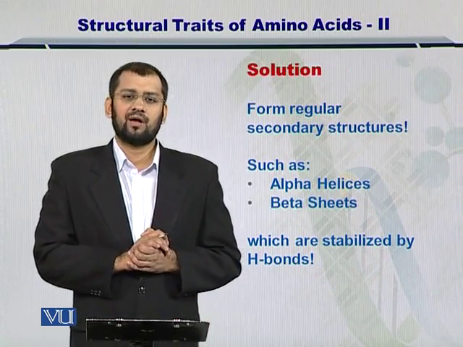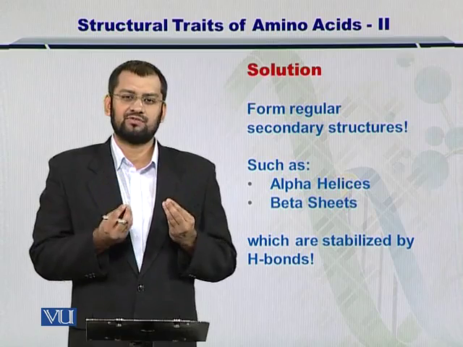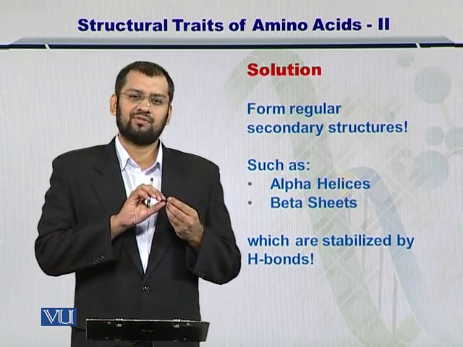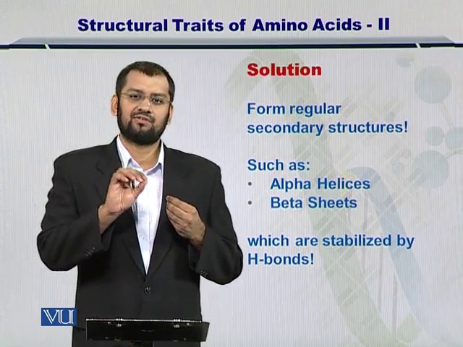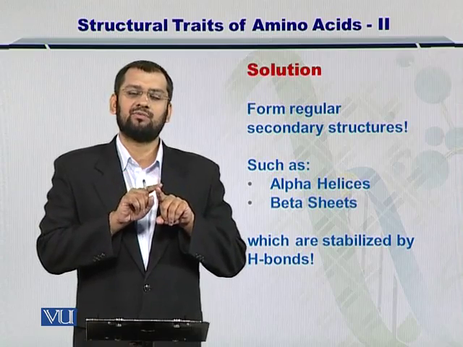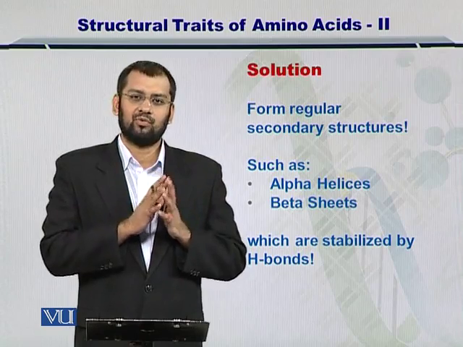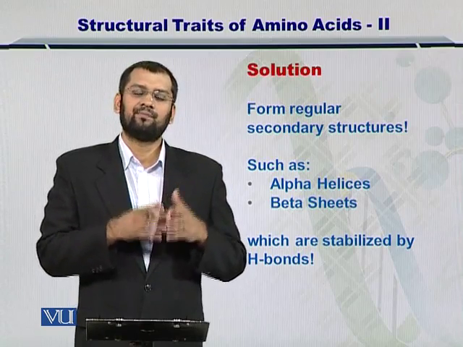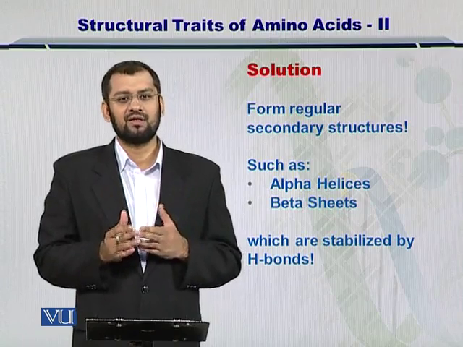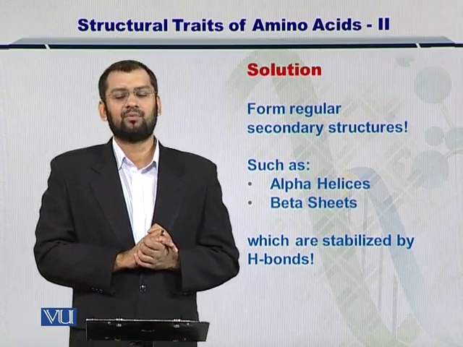The solution to this problem is quite trivial: we form secondary structures of the protein sequences. So what happens is that the active sites within these amino acids make hydrogen bonds with each other and therefore satisfy the bonding need at both sides, and therefore they become chemically inert. And the chemical inertness leads to the increase in stability of the protein core.